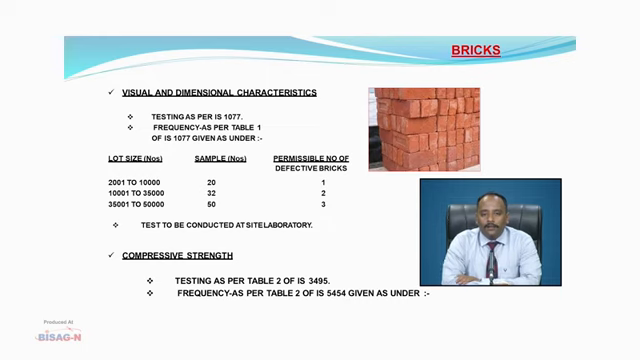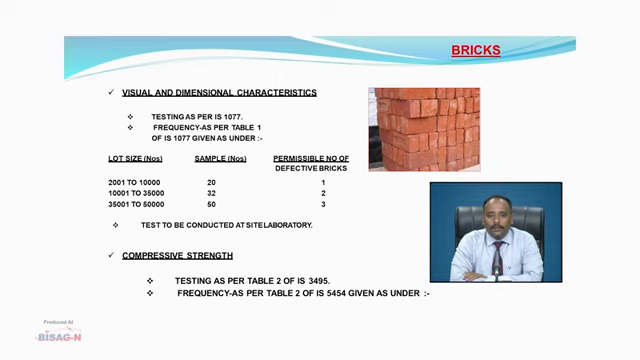The primary construction material being used is the bricks. For the bricks, the various tests which have to be carried out are firstly the visual and dimensional characteristics. The testing has to be carried out as per IS 1077. The frequency will be for a lot of bricks containing 2000 to 10,000 bricks. The number of samples has to be 20, and the maximum permissible defective bricks will be 1. For a lot of 10,000 bricks up to 35,000 bricks, the number of samples has to be 32, and the maximum permissible defective bricks will be 2.